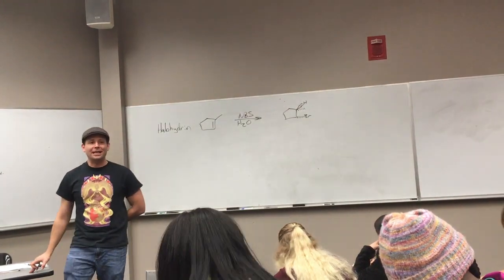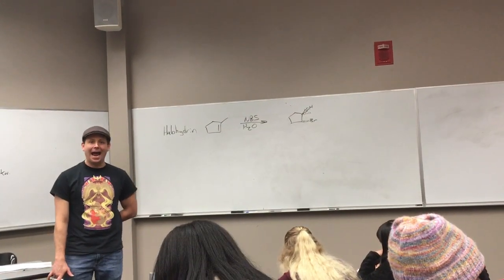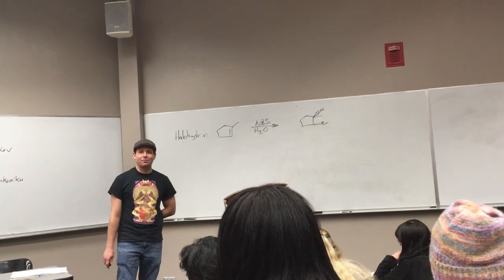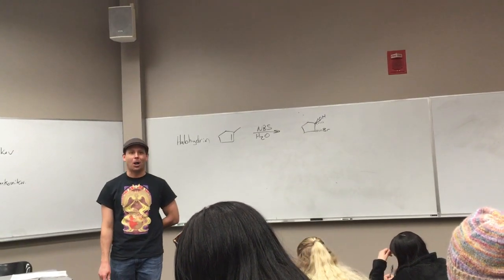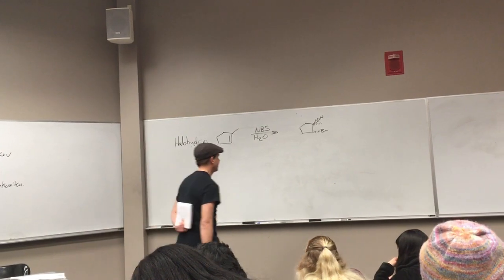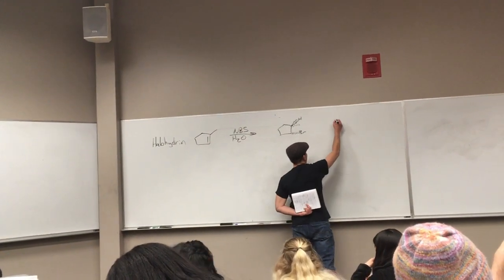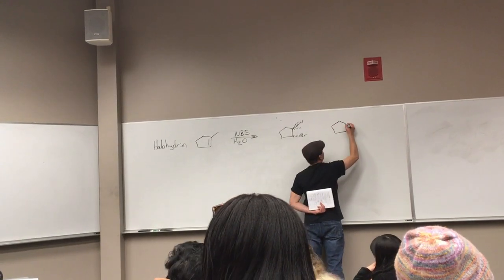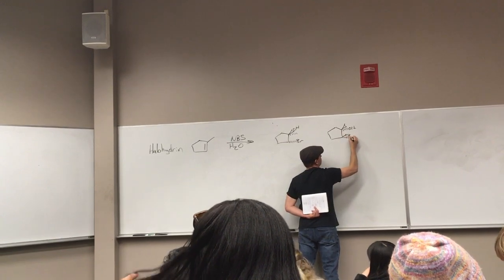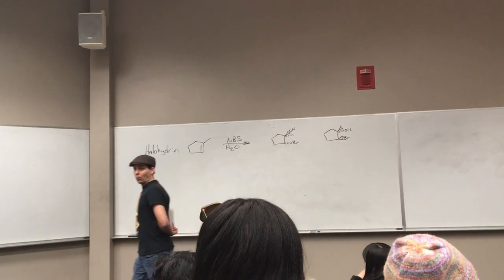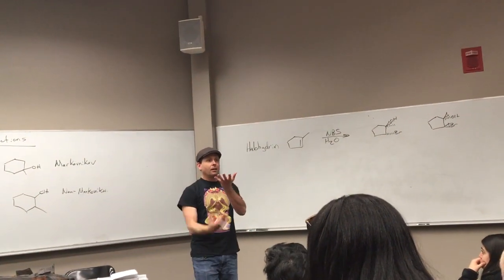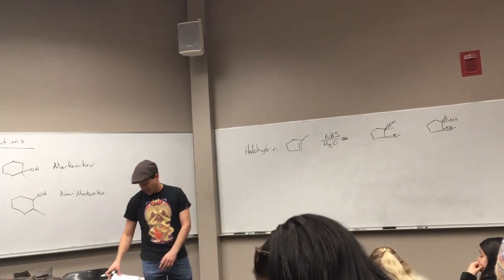Please note that the alcohol and the halide add anti to each other. They add anti because the brominium ion intermediate blocks one face of the molecule, forcing the water to attack from the opposite face. Also, please note that I could draw the product this way. Equally valid. Why? Because the brominium ion can form on the top or on the bottom, leading to both of those products. Okay?